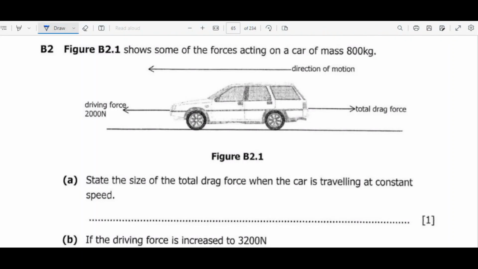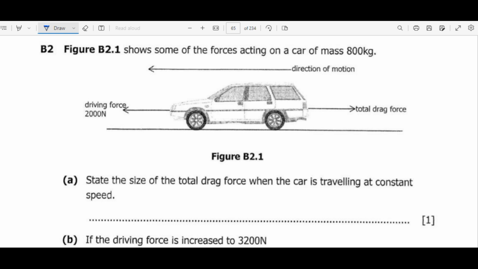Welcome folks. Before us we have a question in physics under Newton's second law of motion. The question reads, Figure B 2.1 shows some of the forces acting on a car of mass 800 kilograms. Now we will have a moving car with a direction showing that this car is moving to the left.